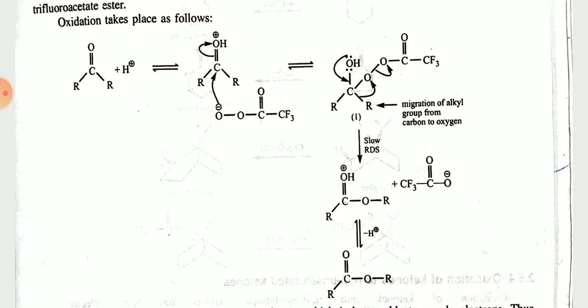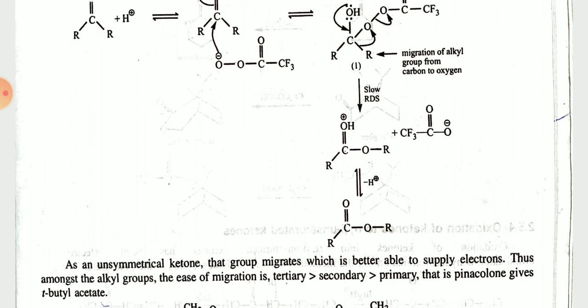Firstly, the lone pair from the oxygen moves onto the carbon, and this R-C bond will move from carbon to oxygen, so therefore the oxygen bond will move from oxygen to the carbon of another attached group. So whatever you will find, two products: RC double bond OOR plus CF3C double bond OO negative. Now the first reactant can be converted into RC double bond OOR.